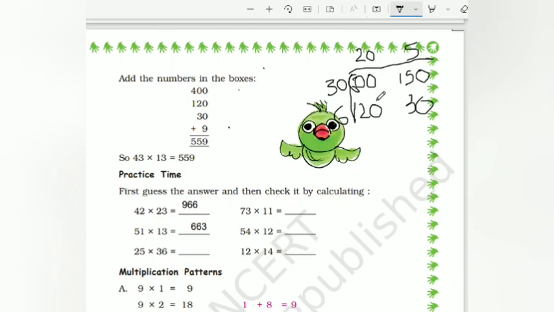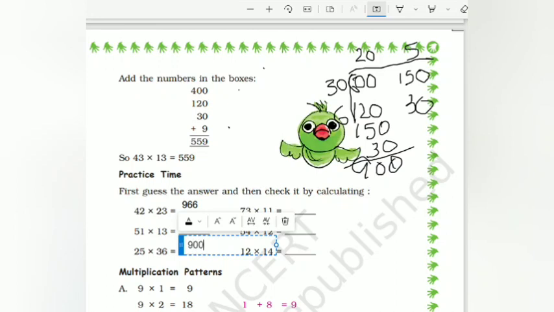Adding all the answers, that is 600 plus 120 plus 150 plus 30. On this side only 0 is there. So 0 plus 0 we get 0. 2 plus 5 is 7. 7 plus 3 is 10. 0, balance 1. 6 plus 1 is 7. 7 plus 1 is 8. 8 plus 1 is 9. So 900 is the answer for this. You can write here 900.